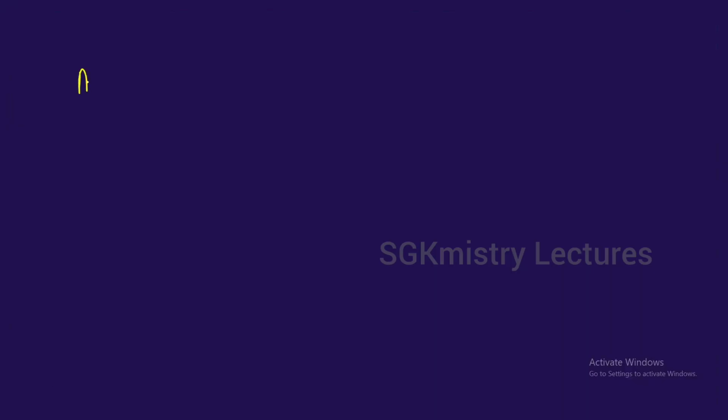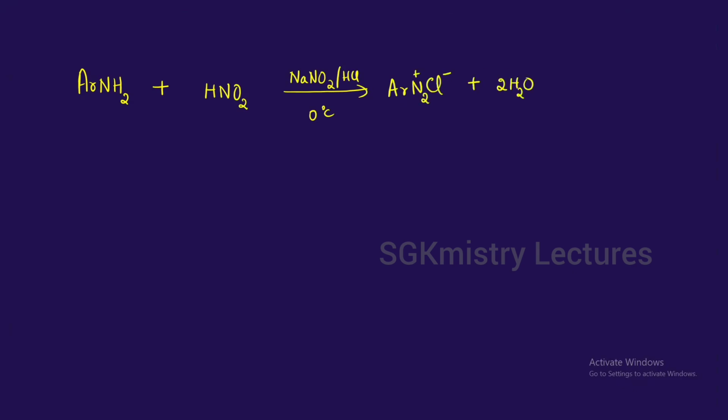So first of all, you're going to have aniline, ArNH2, in the presence of nitrous acid. That is, you're going to take NaNO2, HCl, at 0 degrees Celsius. Now we are going to get the diazonium chloride, benzene diazonium chloride. Along with that, water is produced.